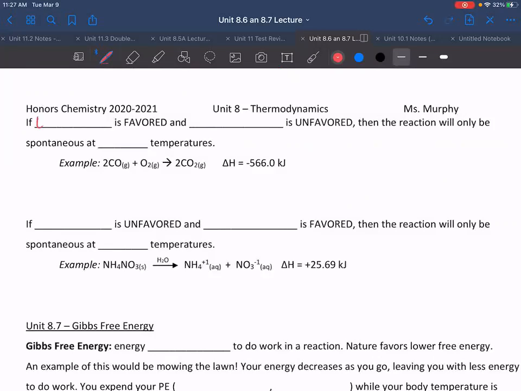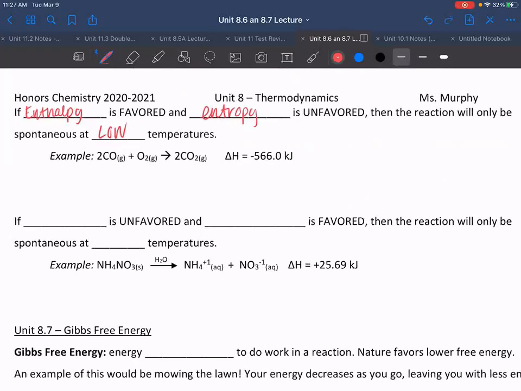So if we have enthalpy that is favored, but our entropy is not favored, this means that only at certain temperatures it will be spontaneous, and this is at low temperatures. And so we're going to practice identifying if enthalpy or entropy is favored again. I have a negative delta H. Is that favored or unfavored? Favored.